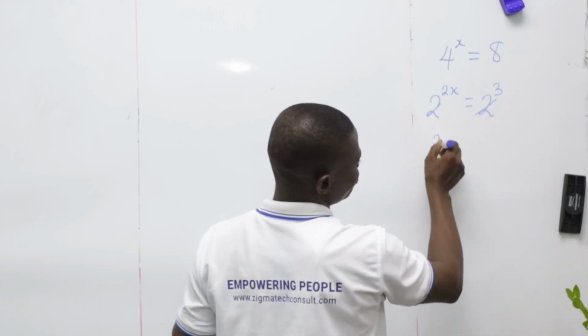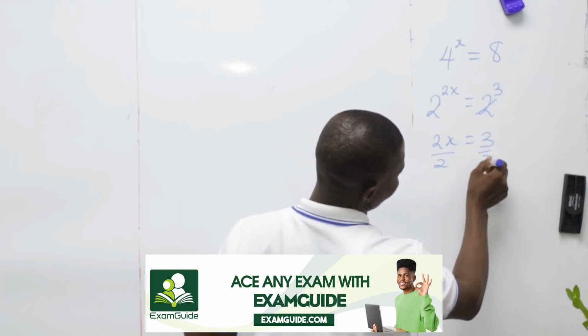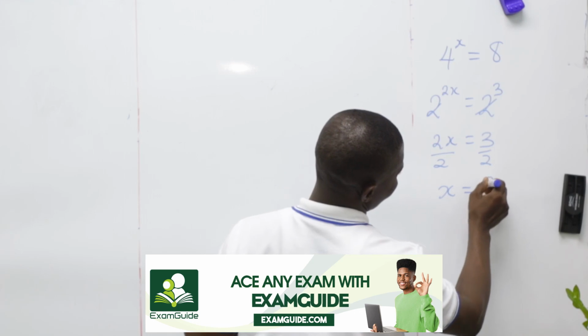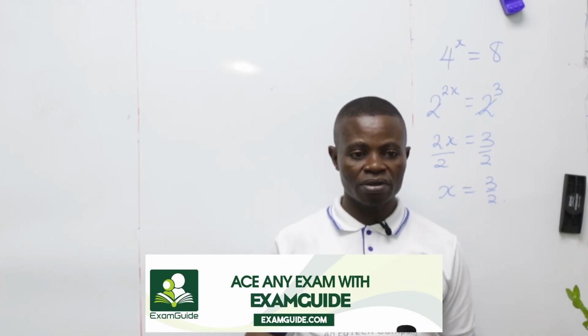This here, you have 2x equals 3. Divide both sides by 2, so that x equals 3 over 2. So that is the solution to that question.